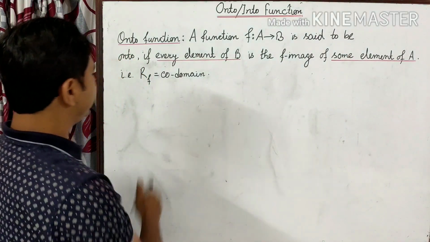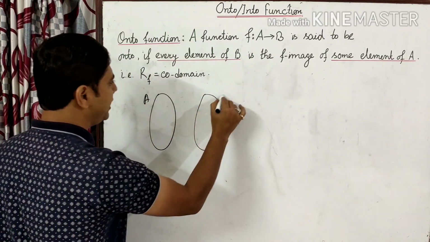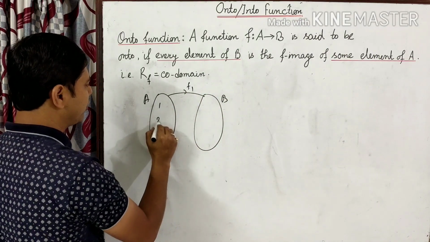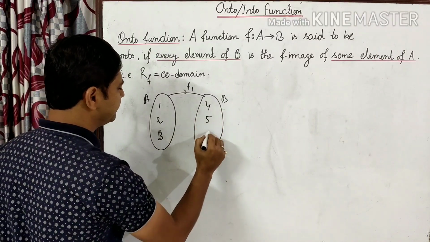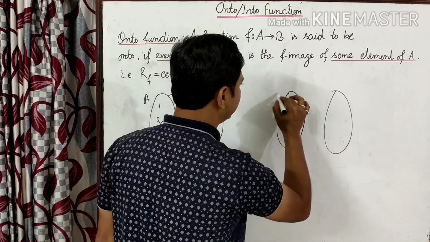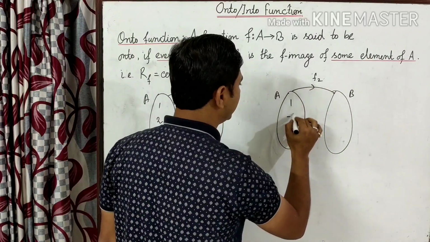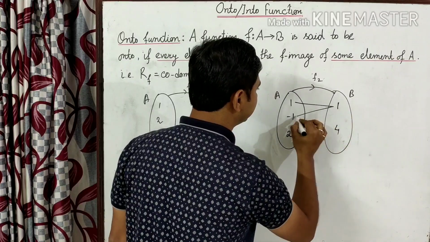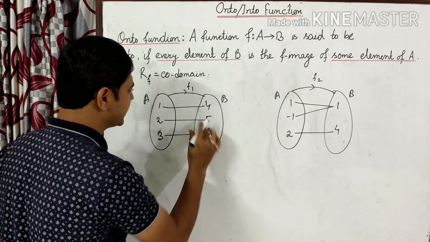Now, if we consider an example like that, let A and B both be non-empty sets mapped by f1. Here we consider these are the elements 1, 2, 3. And again, here also we consider another function. Sets A and B are both non-empty, mapped by f2, with 1, minus 1 and 2, and this one we consider 1 and 4. Here also 1 is related with 4, 2 with 5, 3 with 6.